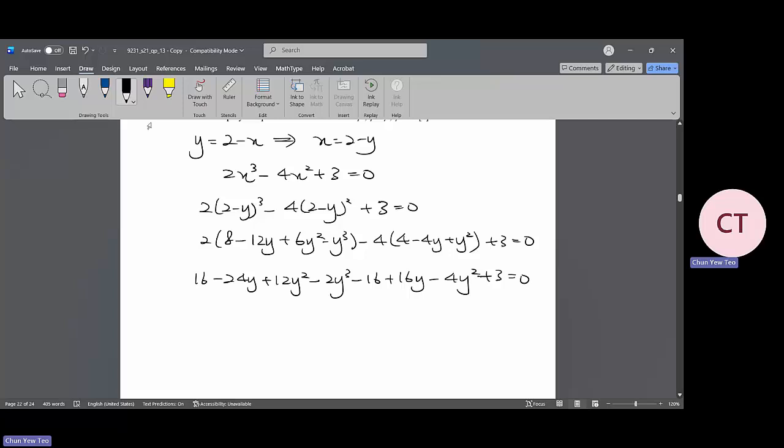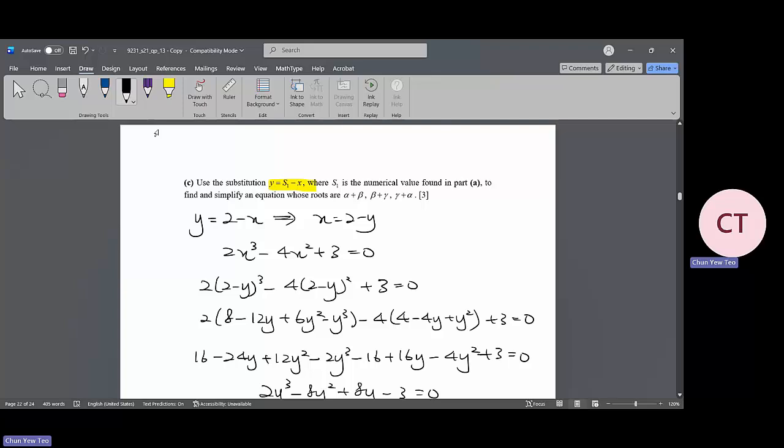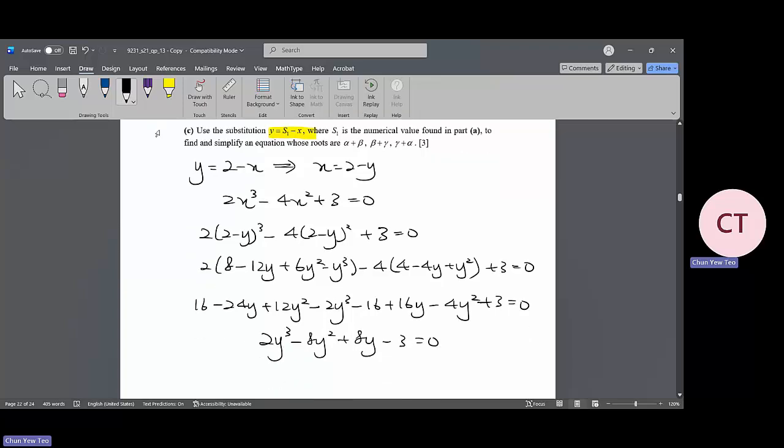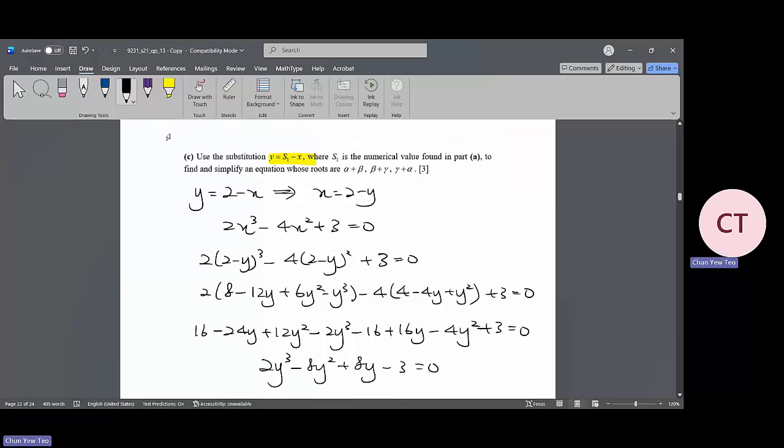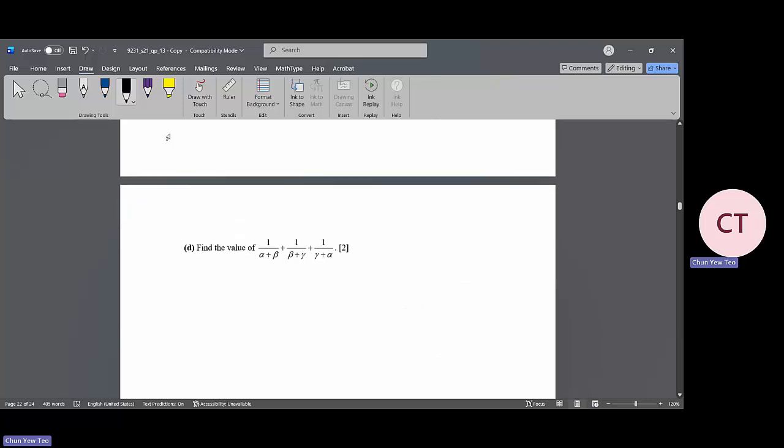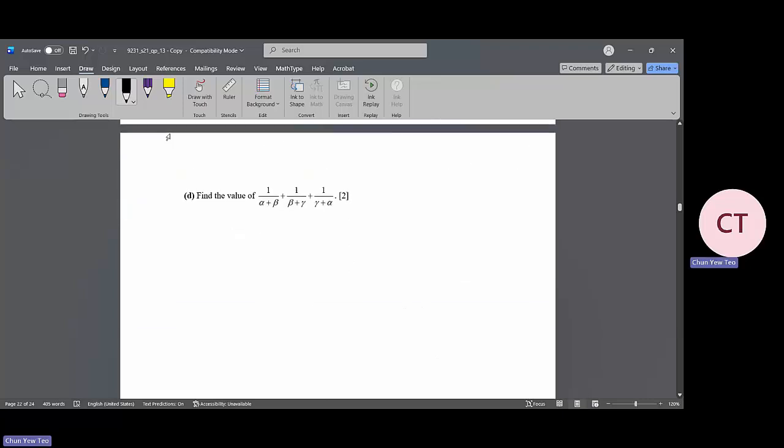The highest power is y to the power 3, and we want to make the y cubed term positive. So you get 2y cubed minus 8y squared plus 8y minus 3 equal to 0. So this will be the answer for question number 2C. Okay, so we have done it. Then we are looking for D.